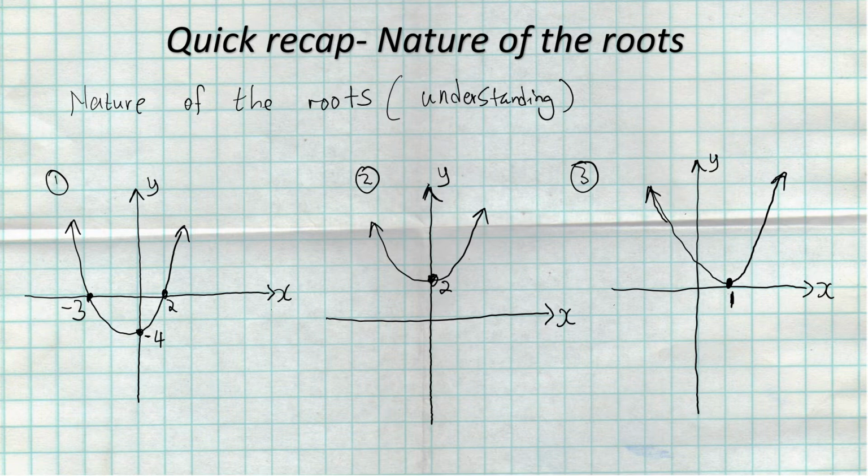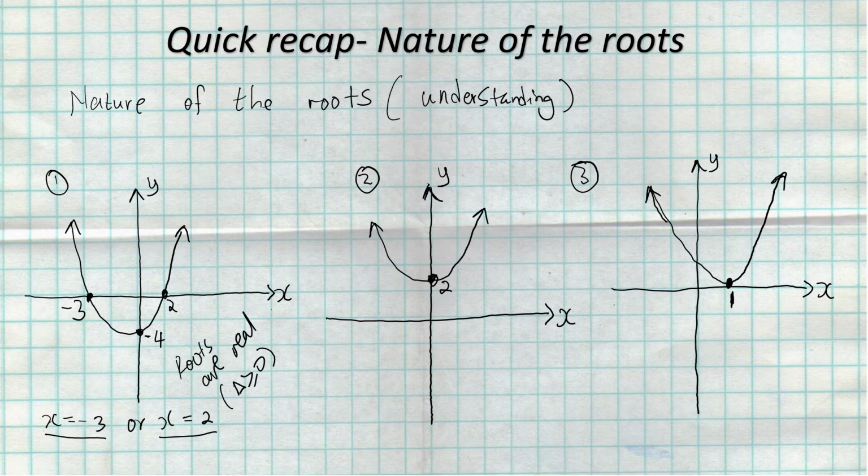Let's take a look at the first graph, number 1. If they say calculate the x-intercept, what will you say? X equals minus 3 or x equals 2, right? Minus 3 and 2 are real numbers, so you'll definitely conclude that the roots are real. And when you calculate delta, you'll get it greater than or equal to 0. When you say the roots are real, you mean that they are real numbers. That is their nature.